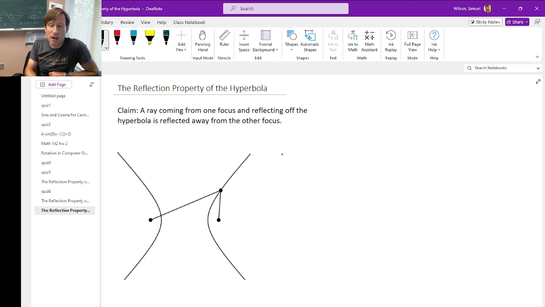So the first thing we're going to do is, let's label all of these points, give them all names. So let's call this one F1 for focus number 1, this one F2, and let's call this point P for just some point on the hyperbola.